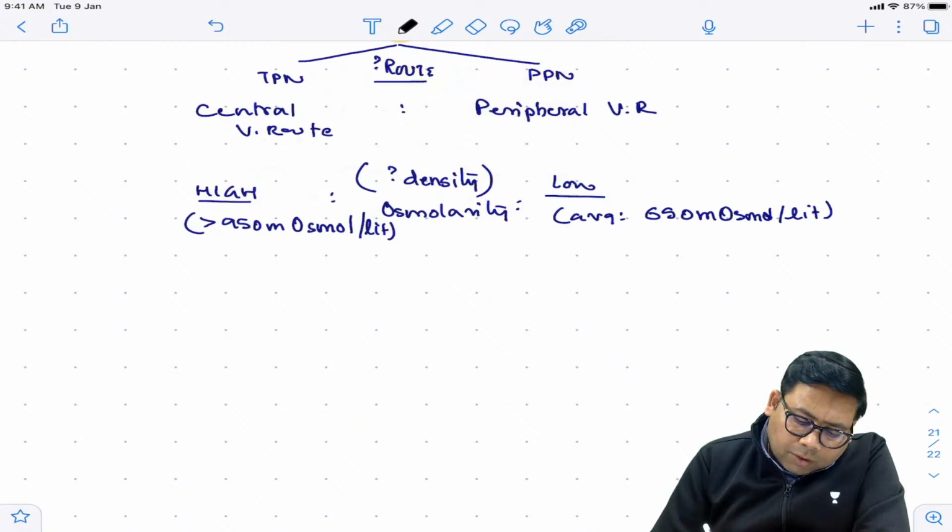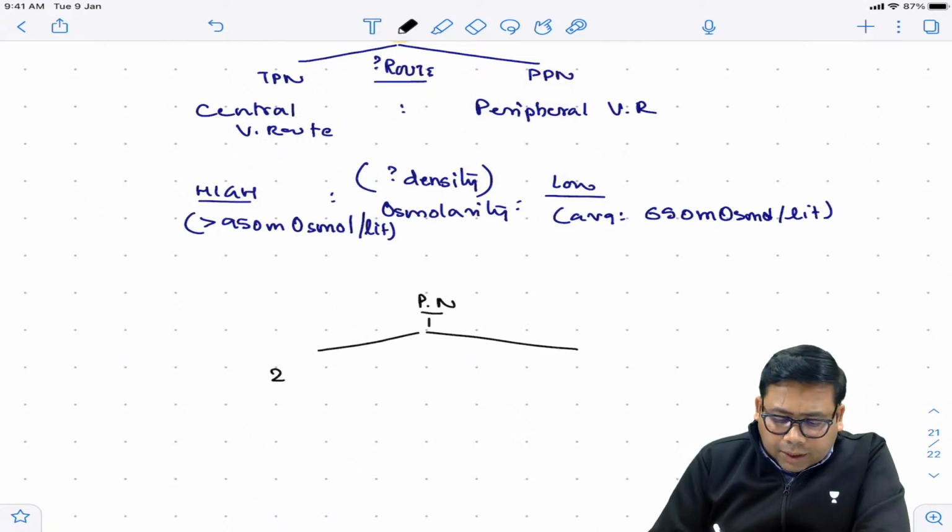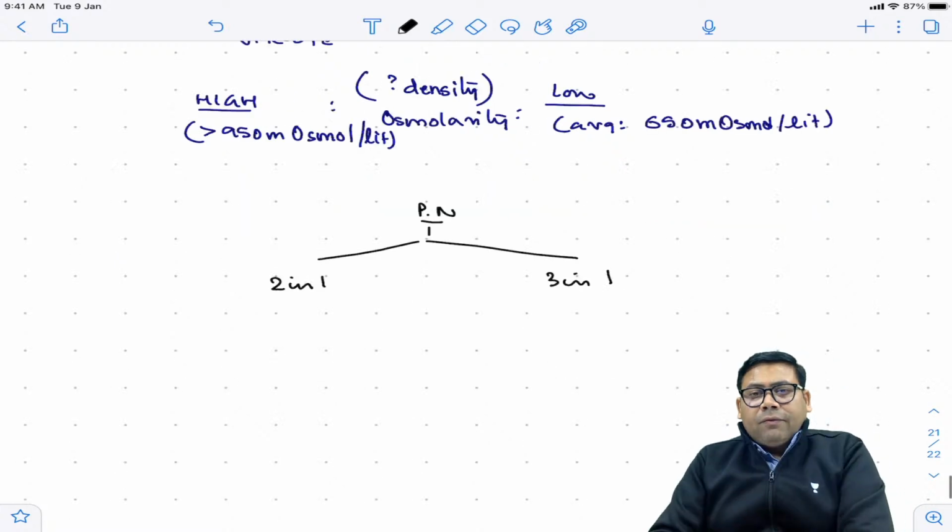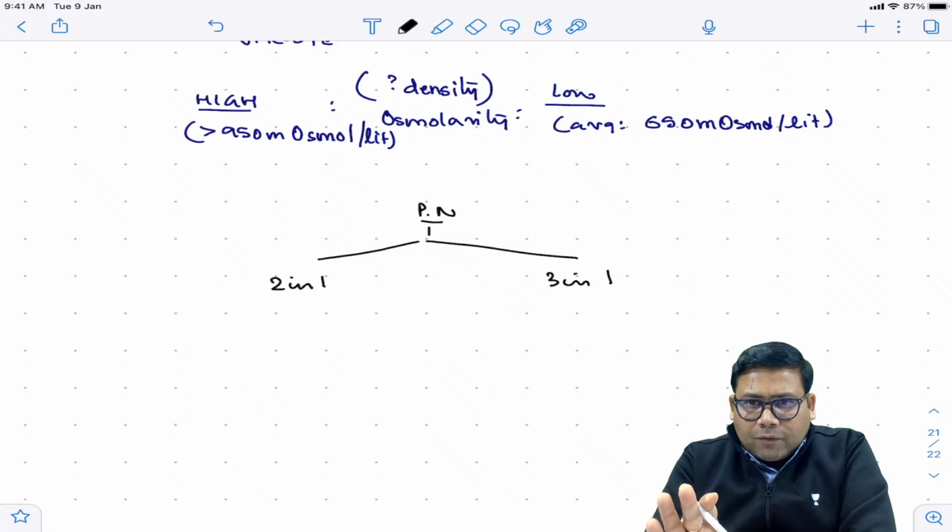Again, when we talk about parenteral nutrition, it is of two types. It is either 2 in 1 or it is 3 in 1. So 2 in 1 versus 3 in 1, both TPN and PPN occur in the form of 2 in 1.